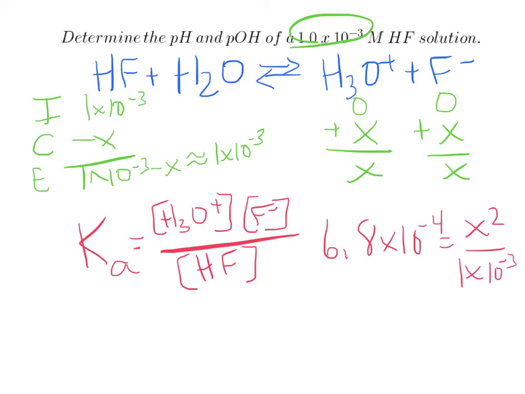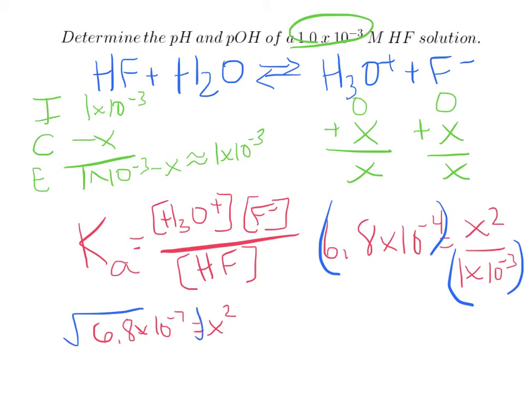Okay, so now we're going to cross multiply. So we're going to take this 1 times 10 to the negative 3 on the bottom and multiply it by what we have on the top. And we will get 6.8 times 10 to the negative 7 equals x squared. Let's take the square root of both sides, and we're going to finally end up with x equals 8.25 times 10 to the negative 4.